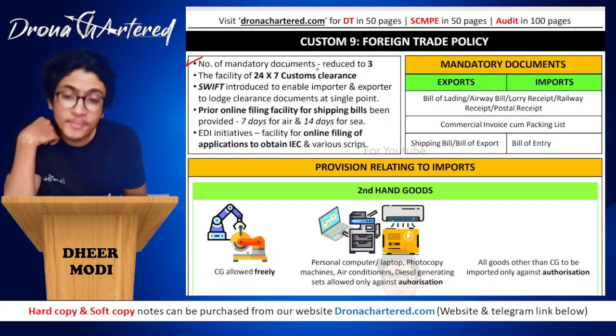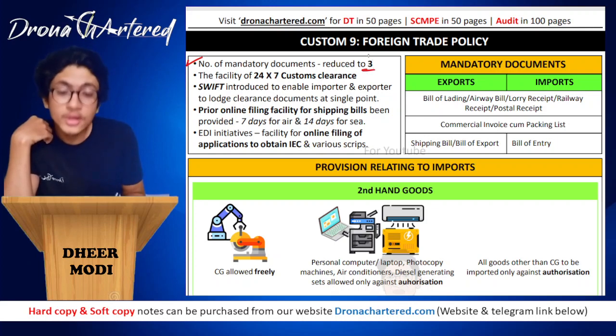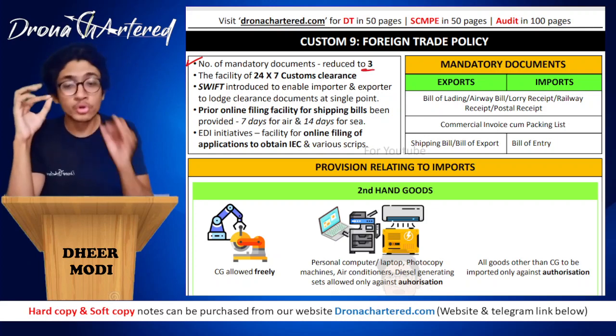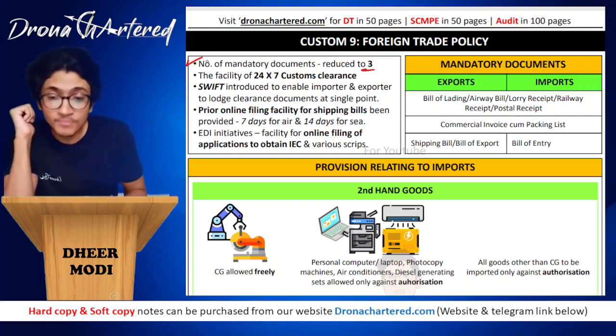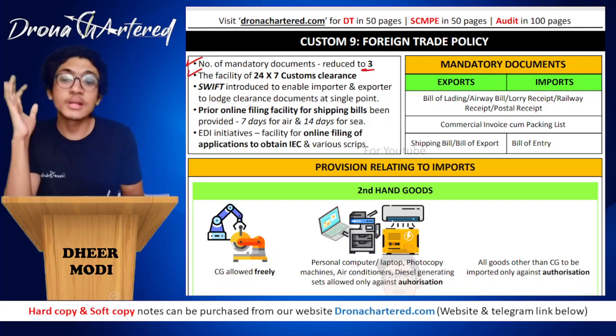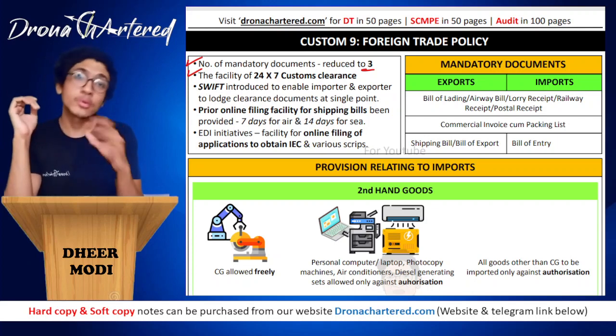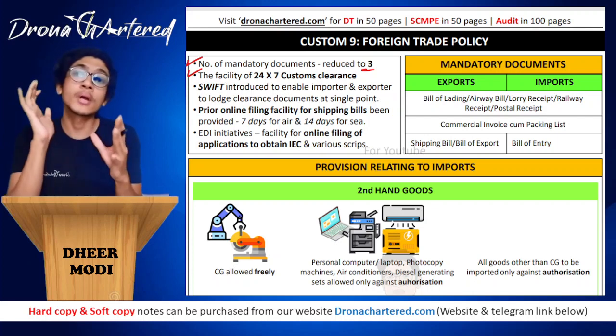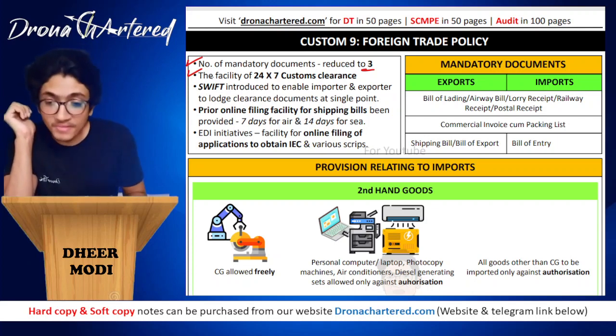That is, your number of mandatory documents have been reduced to three. So earlier there was a long list of documents which has now been brought down to three documents. Next, the facility of 24/7 customer clearance. So now they have facility of 24/7. That means all 24 hours of the day and 7 days of the week.